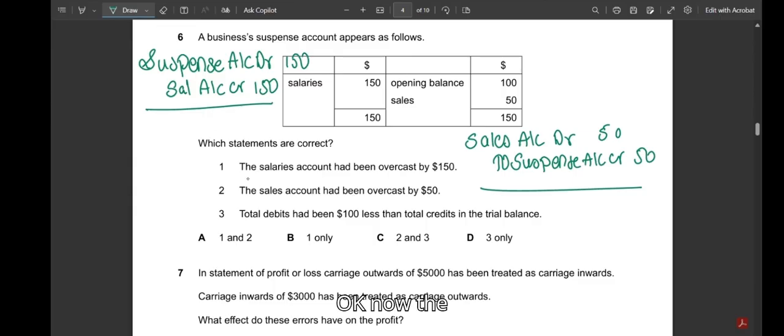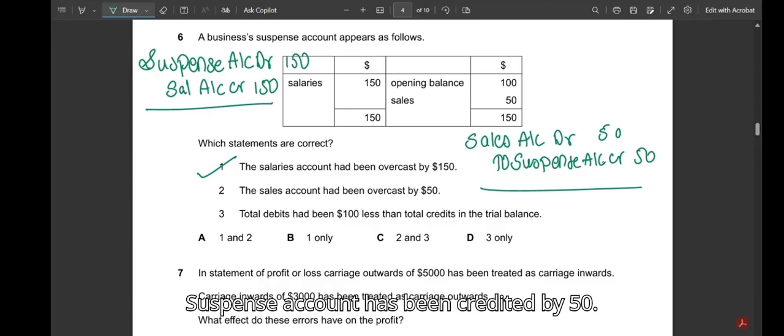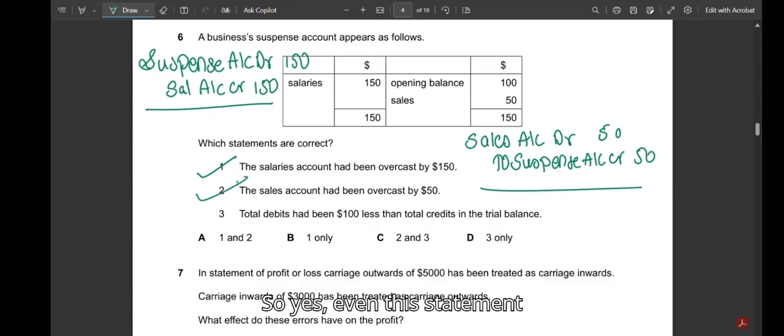Now the salaries account has been overcast by 150. So yes, it is true. Salary account has been overcast. So basically you had debited salary by 150. That's the reason in this journal entry, you're crediting salary by 150. So this statement is correct. Second is the sales account has been overcast. So in the journal entry, sales has been debited, suspense account has been credited by 50. So yes, even this statement makes sense that the sales account has been overcast by 50.